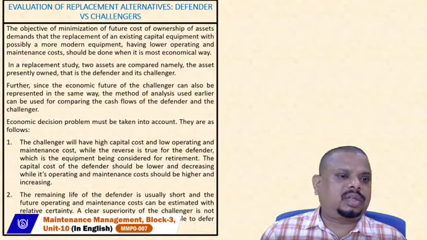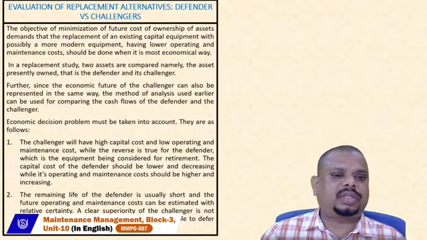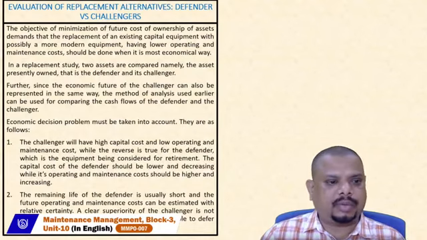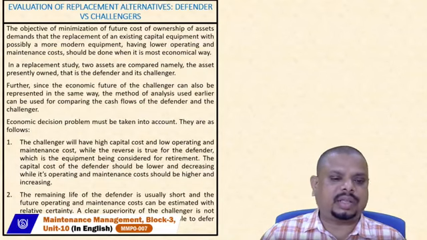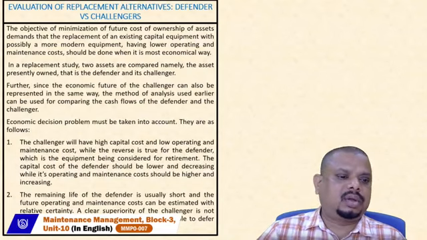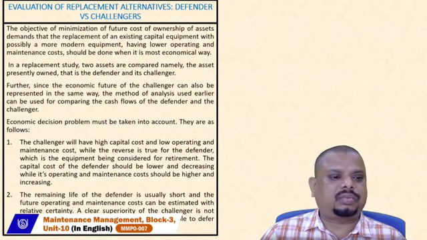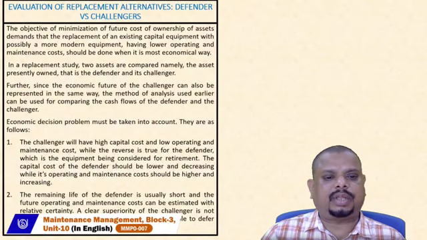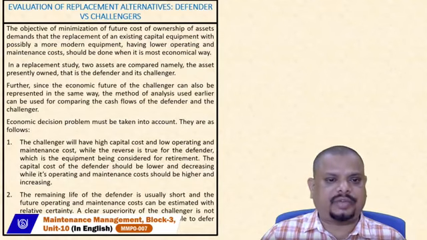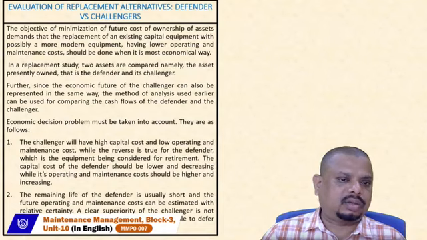As far as replacement studies are concerned, two assets are compared. The first one is known as the defender, and the second one is the challenger. Since the economy of the future of challengers can also be represented in the same way, the method of analysis used earlier can be used to compare the cash flow of the defender. So defender and challenger are the two assets of the replacement studies.